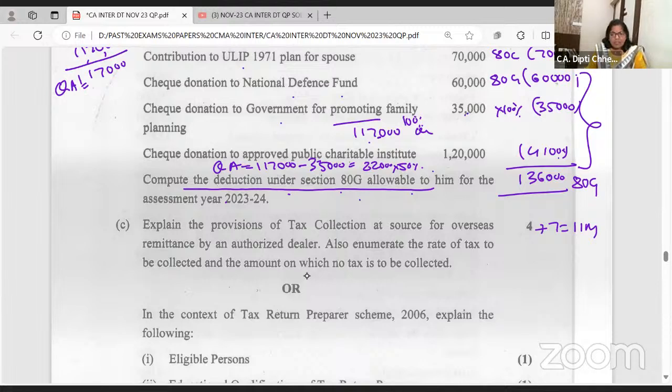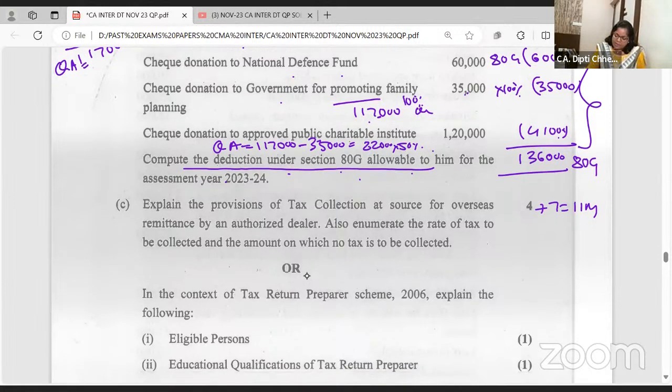So 11 mark ka weightage for the TDS chapter. So if you take extra time, study, no? Study little extra TDS, TCS, sub. चलें साथ में? Yeah. Explain the provisions of TCS for overseas remittance.